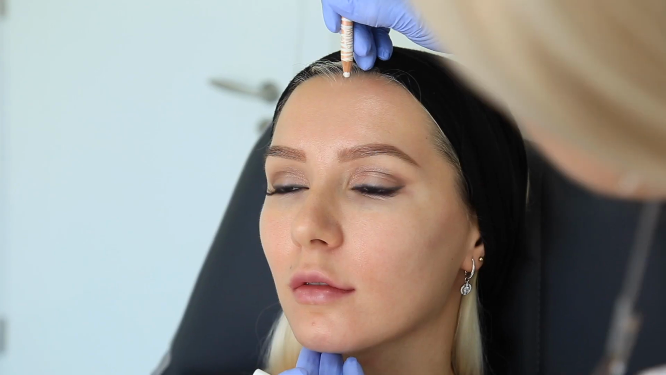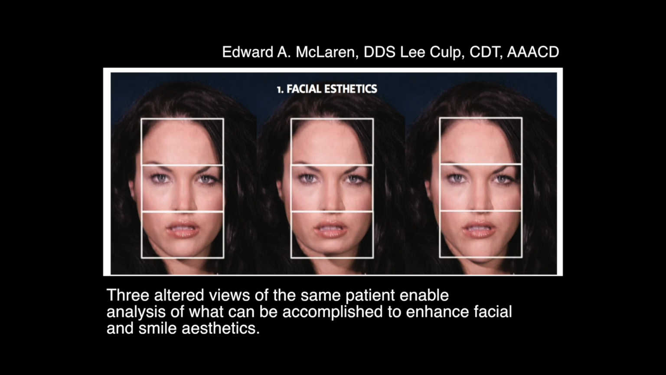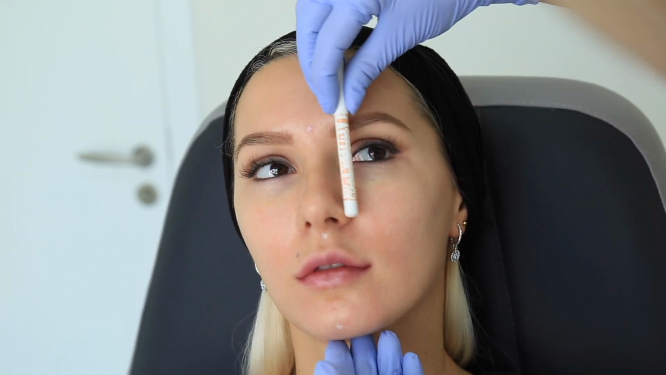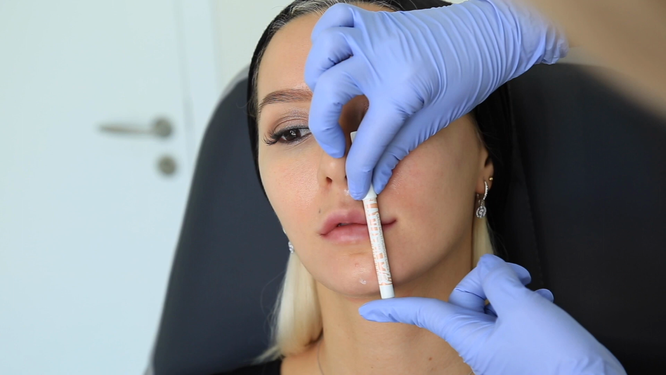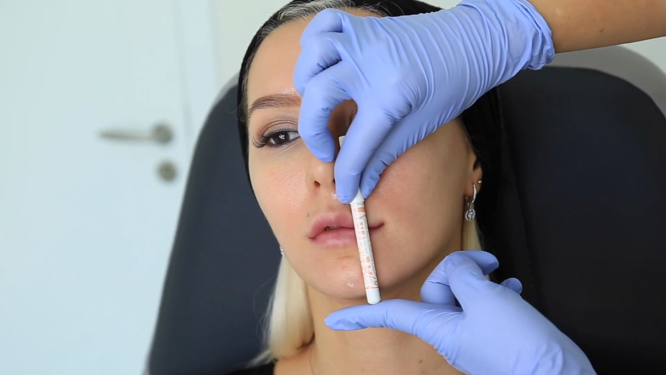According to ideal facial proportions, we can divide the face into 3 parts: from the hairline to the eyebrows, from the eyebrows to the base of the nose, and from the base of the nose to the base of the chin. Ideally, all these parts should be equal. As we can see on my patient, the lower third is her shortest part and the mid-face is her longest, so all 3 parts on her face are different.